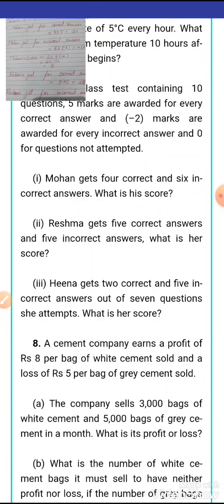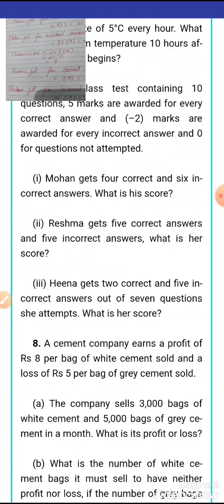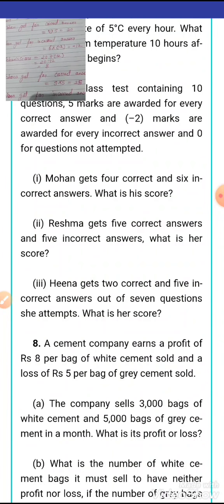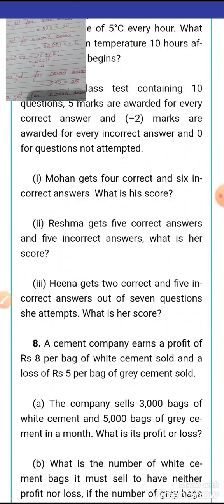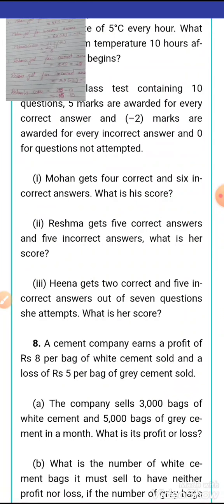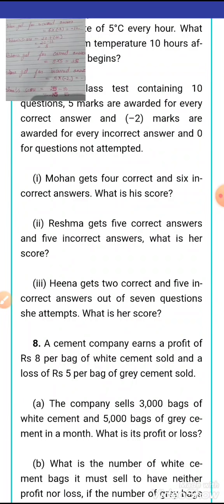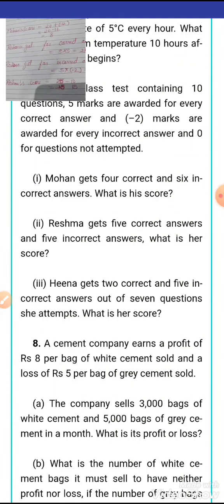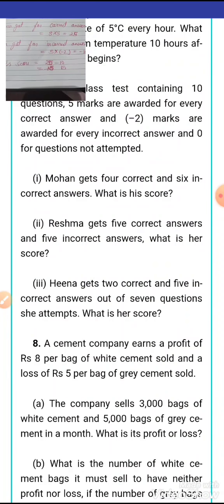In part B, it is given that Resma gets 5 correct answers and 5 incorrect answers. What is her score? We follow the same procedure as we did in the first part. So Resma got for the correct answers 5 multiplied by 5. Resma got for the incorrect answers 5 multiplied by minus 2. Resma's score is equal to 25 minus 10, and her score is plus 15.